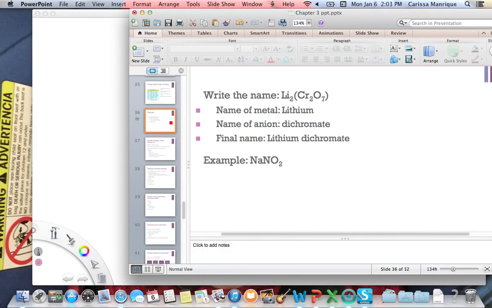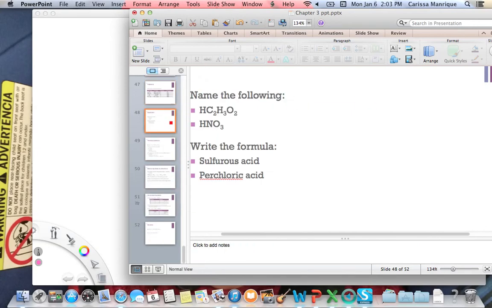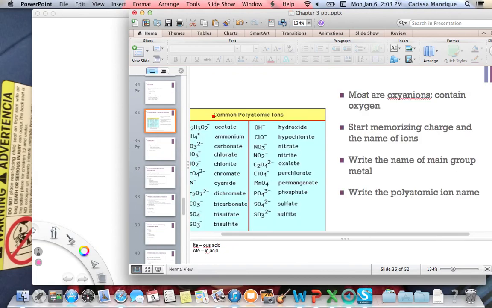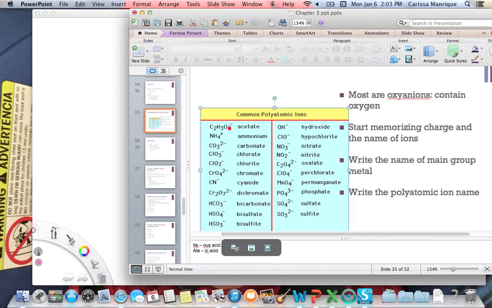So let's do some examples. C2H3O2. Let's find C2H3O2 on our polyatomic chart. I believe it was on page 35. So C2H3O2 minus. This is what that was. That's an acetate. Okay? Acetate. So it's an ate, so it's going to become acetic acid. Instead of ate, it's going to be ic. So acetic acid. So your first one is acetic acid.